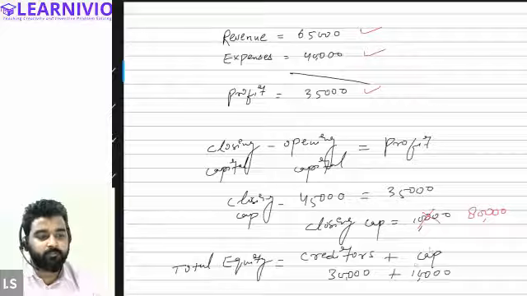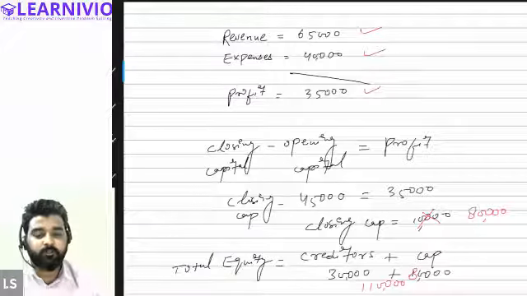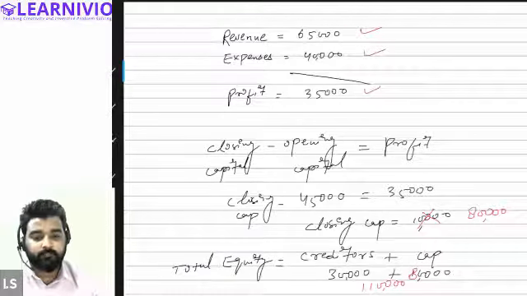Just a minute. This is closing capital. No, 80,000 plus 30,000. It should be 1,10,000. So yes, I guess, sir. We are still not getting the answer. So then the answer should be none of the above, right? Yeah. In that case, none of the above is the correct answer.